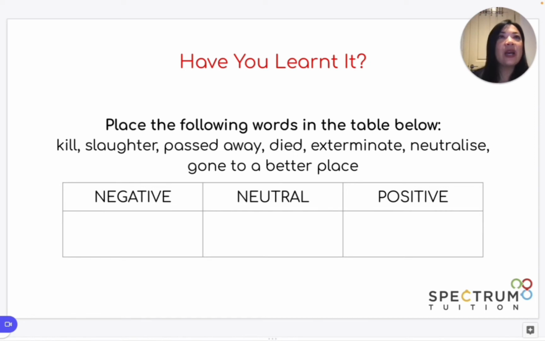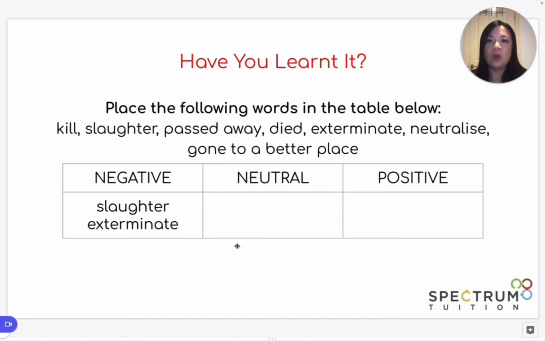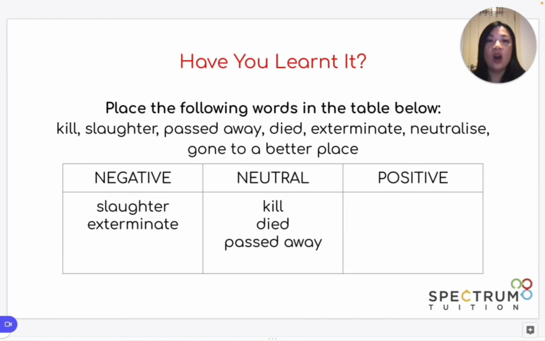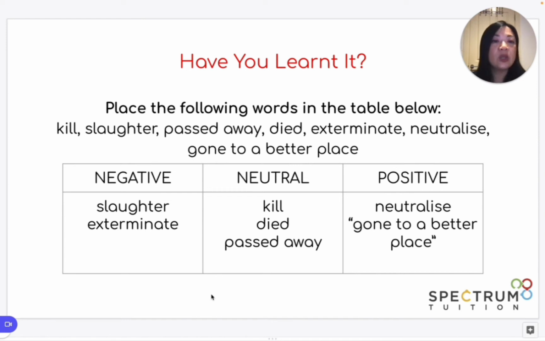All right, what do we have here? We have, for negative, slaughter and exterminate. For neutral, kill, died and passed away. And then for positive, it's neutralize or gone to a better place. Okay, so very good for those. Yes. Yep, well done, everybody.